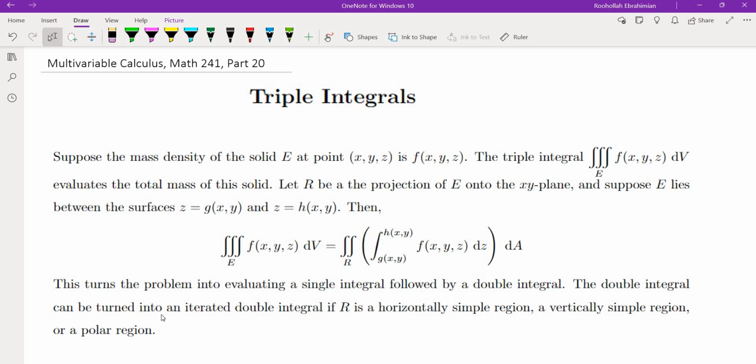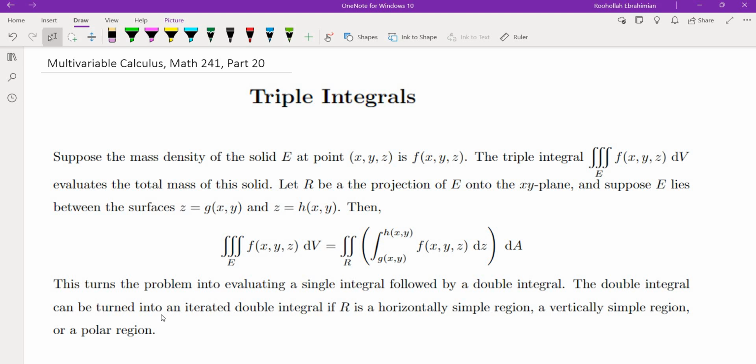Suppose the mass density of the solid E at point (x, y, z) is f(x, y, z). Then the triple integral of f(x, y, z) dV over E evaluates the total mass of this solid, and we want to find out how to evaluate this triple integral.